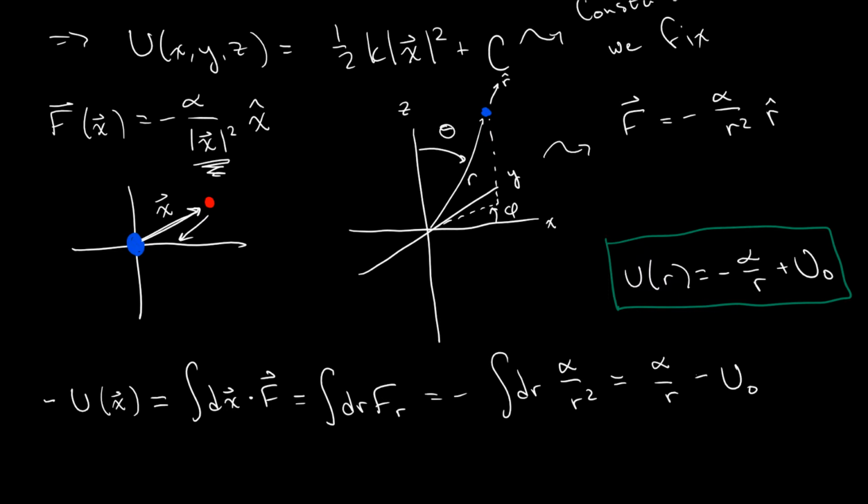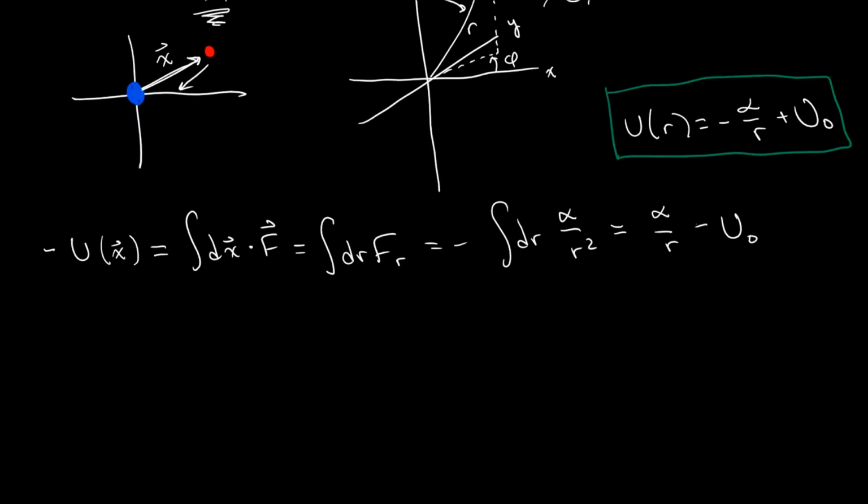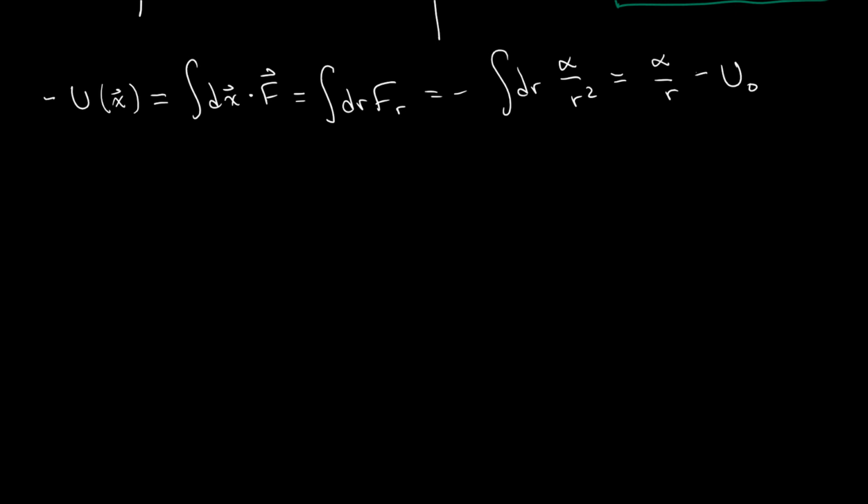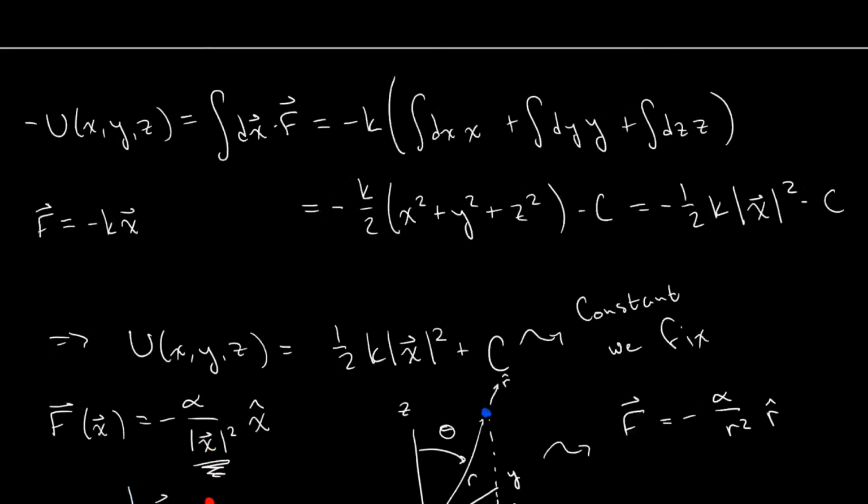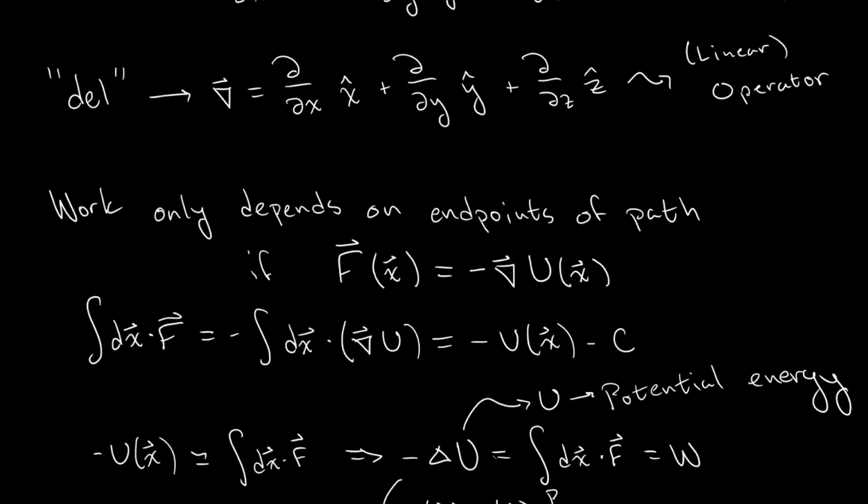Okay, so why is this all important? This is all important because, remember, going back to this statement up here, work only depends on the endpoints. So if I can write my force in this way, the work is only going to depend on the endpoints of our path. In this particular case, we give the force the name of a conservative force, basically coming from the idea that it conserves energy.